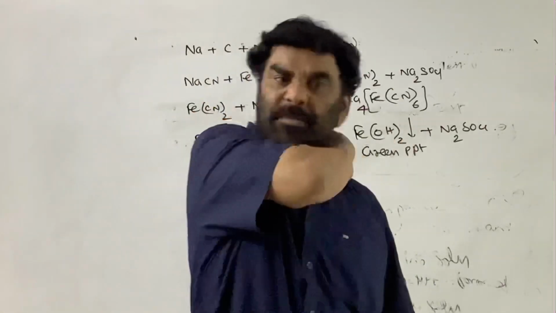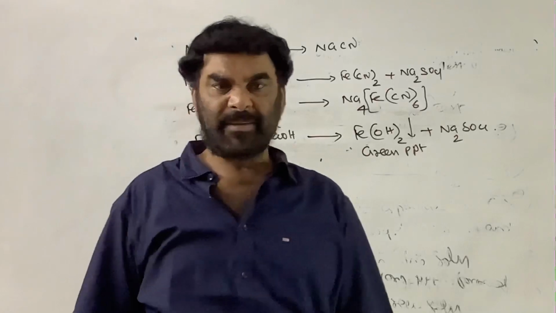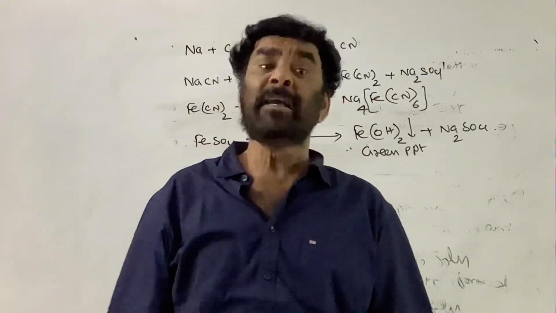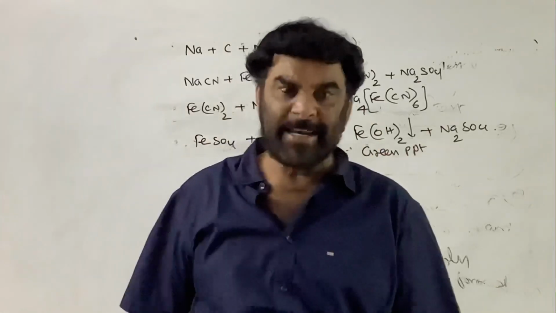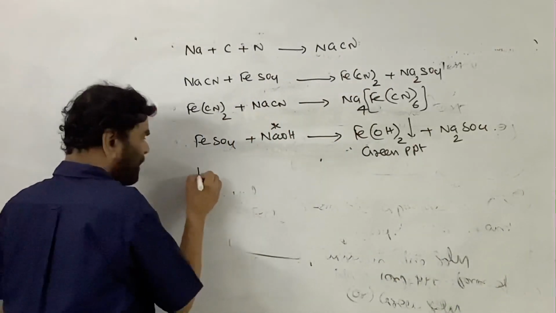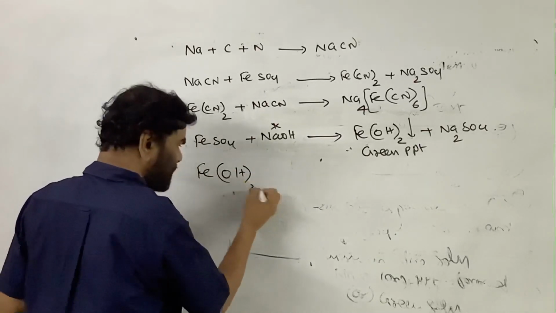Formation of the green precipitate is not the indication of the presence of the nitrogen. So always a green precipitate is formed. That green precipitate has to be eliminated; it is the base. You are adding, that is Fe(OH)2, which is a green precipitate.